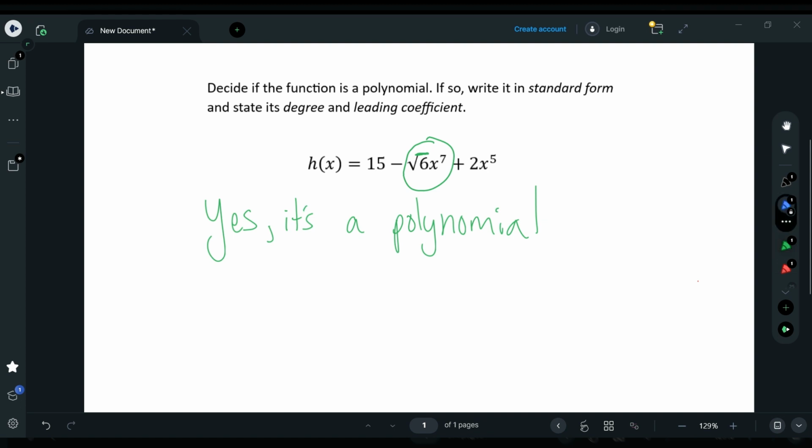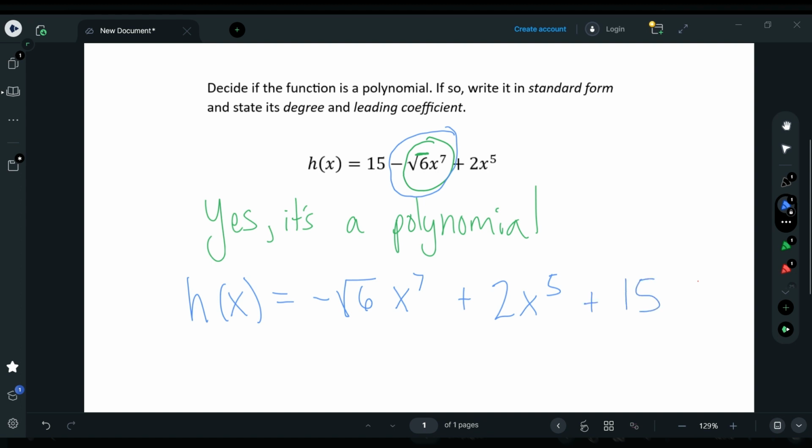Let's see, let's put it in standard form. Biggest exponent is a 7, so I'm going to put that term first. And look, that includes the negative. I'm going to put all of that as my first term. Negative square root of 6, the square root is only over the 6. Then we have x to the power 7. The next biggest exponent is a 5, so that term comes next, plus 2x to the 5. Then our last term is the constant term, 15.